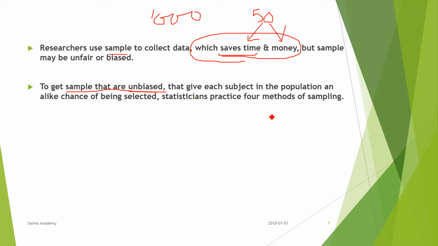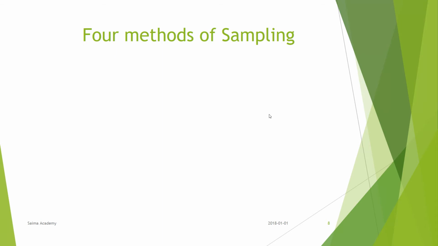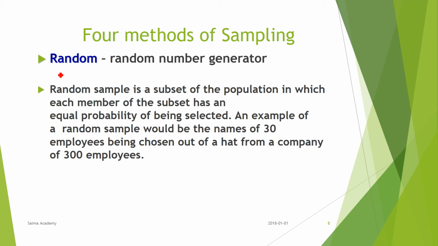Statisticians practice four methods of sampling, right? They consider there are four basic methods of sampling, but there are some other methods as well. So we will discuss the four methods of sampling. First is random sampling. In order to make unbiased decisions, they collect data and do their sampling using different methods, but there are four main methods. First is the random number generator.